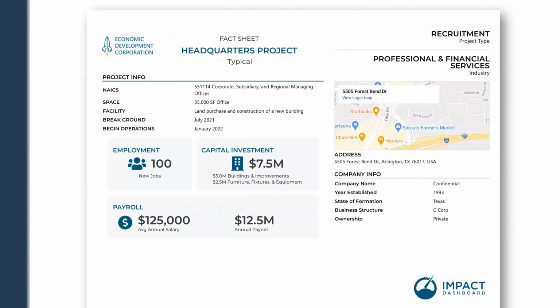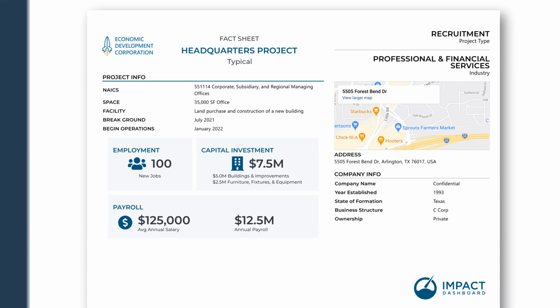So now we're going to try to put this into an example in Impact Dashboard. This first case is the typical version. So we've got a recruitment project. It's the professional and financial services industry, with the NAICS code there, and we've got the headquarters office. We're looking at 35,000 square feet of office because we've got 100 jobs. I've got that timeline. They're going to be investing $7.5 million, and they have annual payroll for these workers of $12.5 million. So that's the typical case.